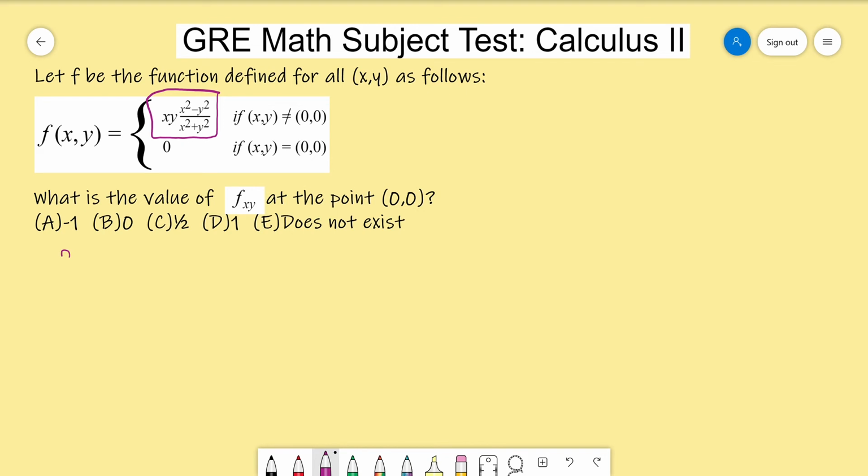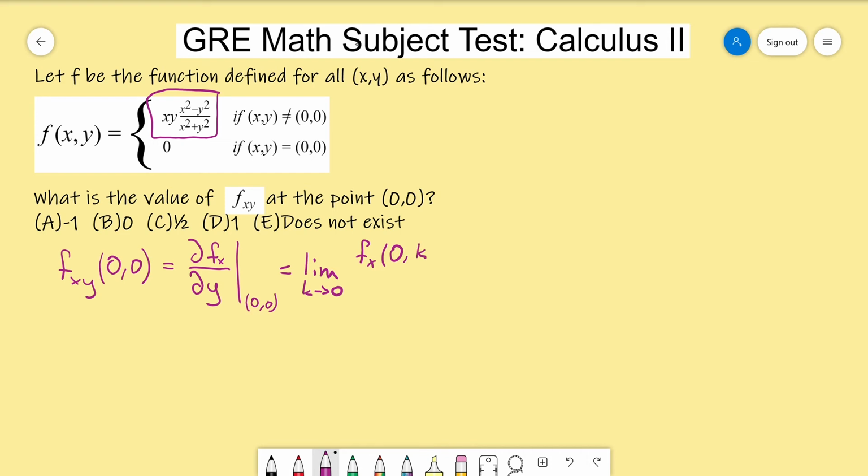First of all, write the definition for fxy at 0, 0. So remember that this means that you're taking the partial derivative of fx, assuming you know what fx is, with respect to y, and evaluating that at 0, 0. And the definition of the partial derivative of fx with respect to y is the limit as k goes to 0 of the partial derivative of f with respect to x at 0, 0 plus k, which is just k, minus the partial derivative of f with respect to x at 0, 0, all divided by k.